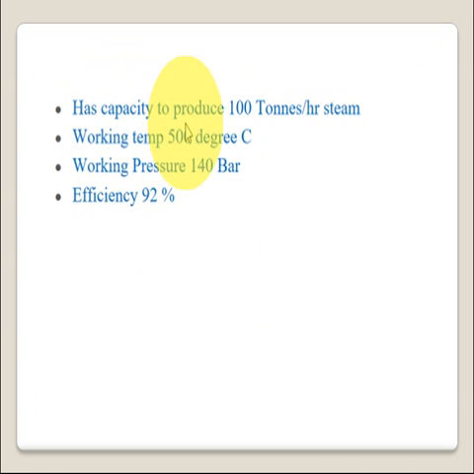The Loeffler boiler has the capacity to produce 100 tons per hour of steam, and its working temperature is 500 degrees Celsius. Working pressure of the Loeffler boiler is around 140 bar, and the efficiency is high, up to 90%.